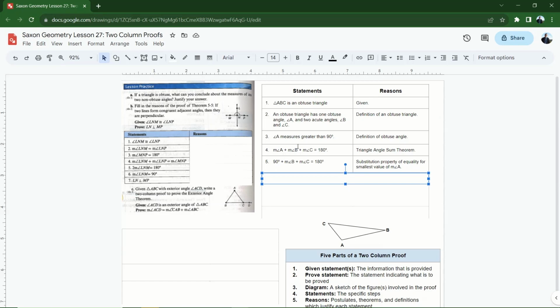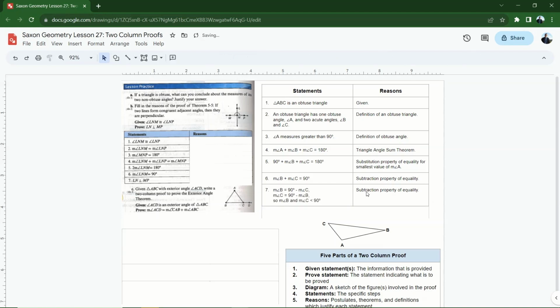Now what's the next step? I'm going to subtract 90 from both sides of this and see what happens. When I use the subtraction property of equality to subtract 90 from both sides, I get the measure of angle B plus the measure of angle C equals 90. Okay, now I'm going to write 2 statements from this. I'm going to subtract B from both sides, and then I'm going to put B back, and I'm going to subtract C from both sides. You'll see why I did that in just a second. The measure of angle B equals 90 minus C. The measure of angle C equals 90 minus B, right? I could write either of those 2 statements based on this.